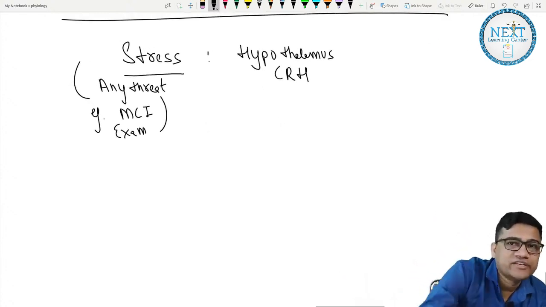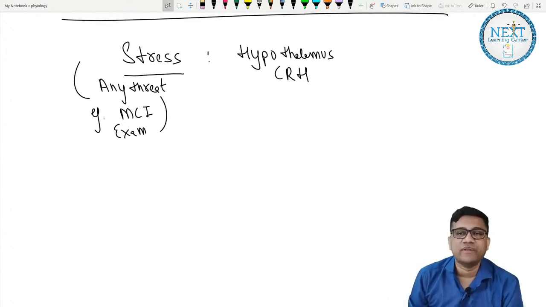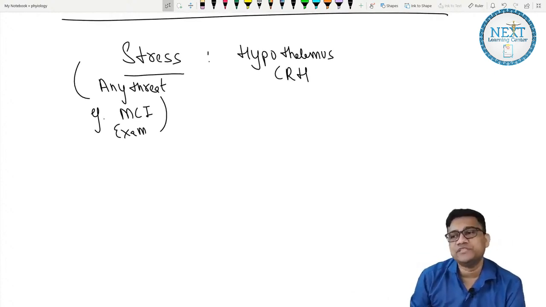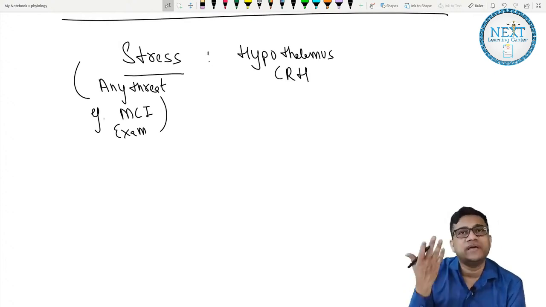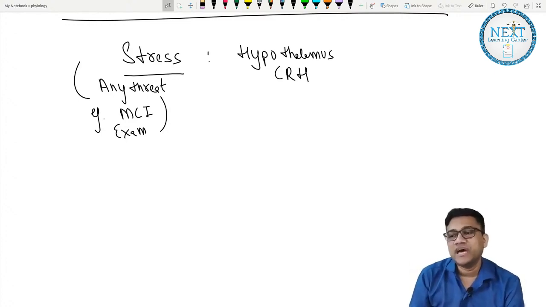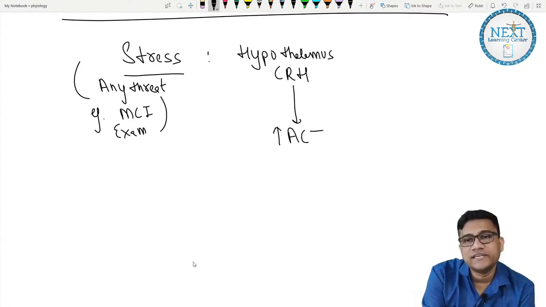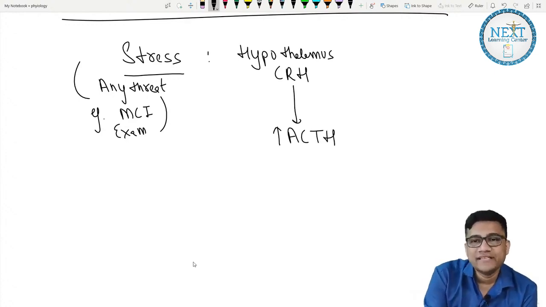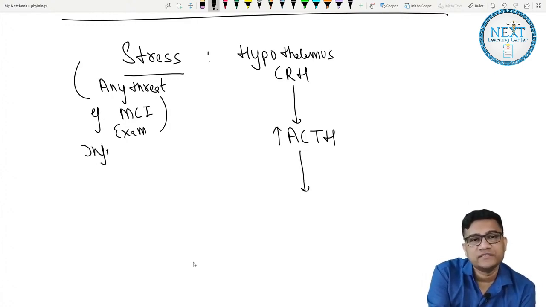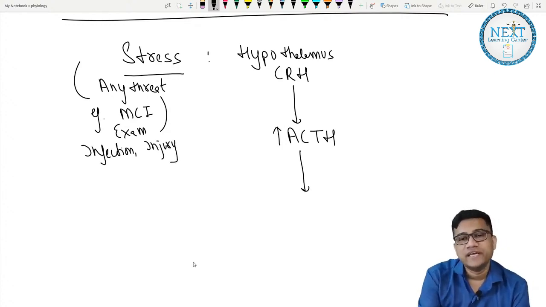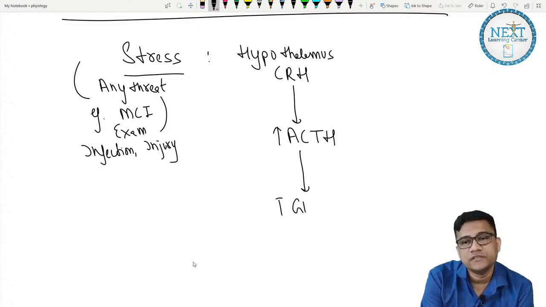So whenever there is stress, this stress releases CRH from the hypothalamus. This question is asked multiple times in the PG exam. Stress acts at what level? Obviously the brain. So stress is acting at the brain and the brain releases CRH. CRH will then increase ACTH. Remember, infections and injury are all stressful. Even pregnancy increases glucocorticoids, GCs.